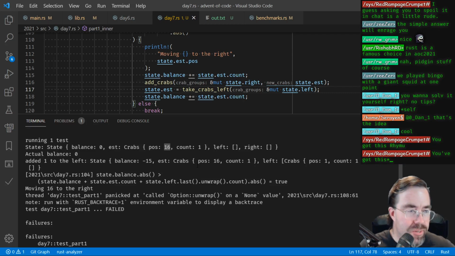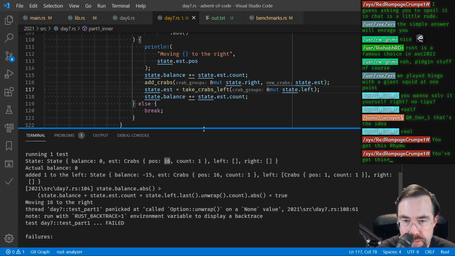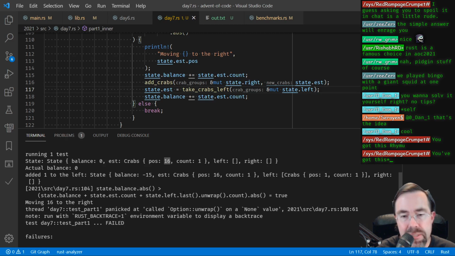Thank you, Red Rampage Crumpet. Thank you for your confidence, but that's okay. I know what I'm doing. I've already fallen face down, flat on the floor, and I'll probably continue to do that for a little bit. But then I'll have the eureka moment, and then I'll be like, I can reduce this problem a lot. I just need to crack that.